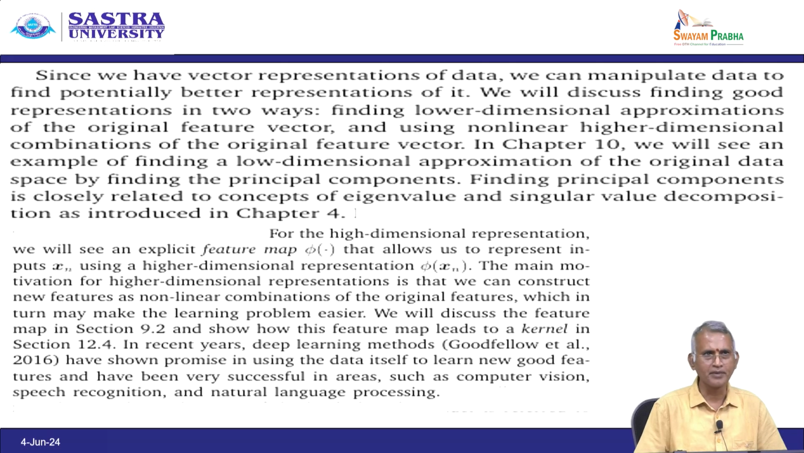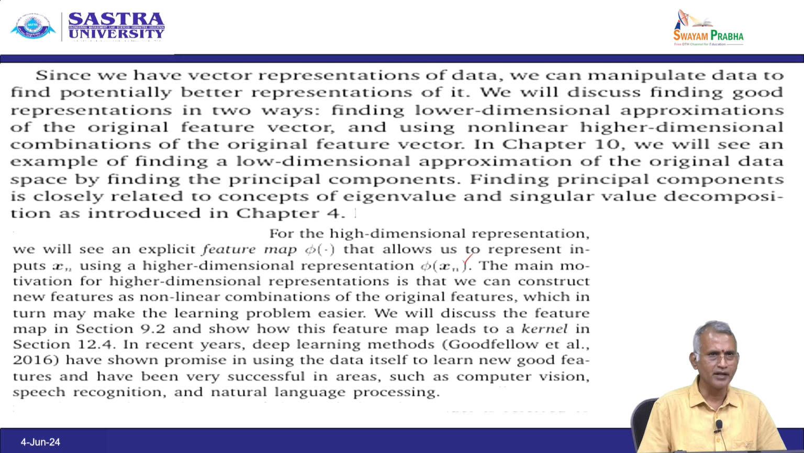For the higher dimensional representation, we will see an explicit feature map phi of dot that allows us to represent inputs xn using a higher dimensional representation phi of xn. The main motivation for a higher dimensional representation is that we can construct a new feature as a nonlinear combination of the original features, which in turn may make the learning problem easier. We will discuss the feature map and show how this feature map leads to kernels in this section.